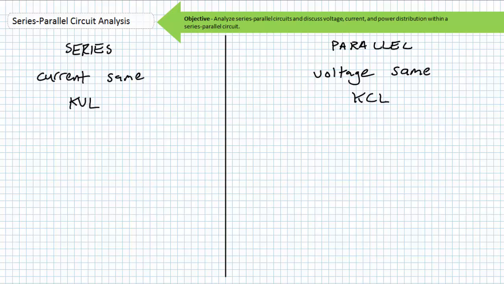Kirchhoff's current law is an especially useful circuit analysis technique for parallel circuits. The sum of currents entering a node should equal the sum of currents leaving a node. What goes in must come out. Series circuit analysis employs a handy shortcut called the voltage divider rule. Parallel circuit analysis employs a handy shortcut called the current divider rule.